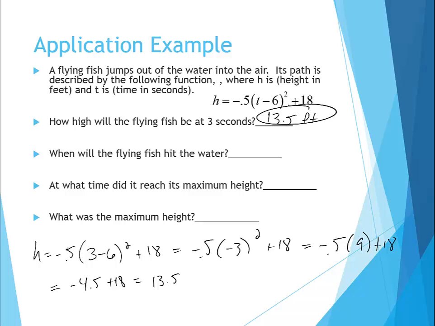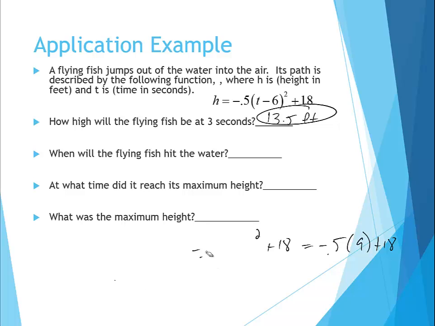Excellent. Okay, now when will the flying fish hit the water? Now there's two instances where the flying fish will hit the water. One of those is, well, not hit the water, but be at water level. And one of those is when he's jumping out of the water. The other is when he is hitting the water again after coming back down.